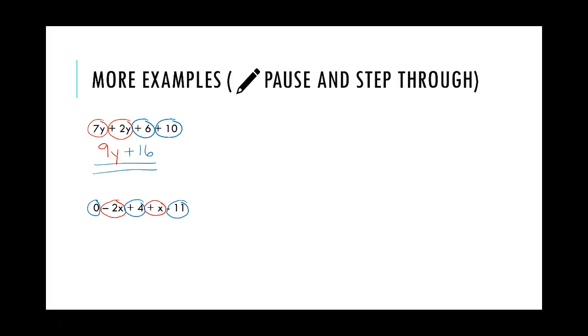when you combine the red and combine the blue. So for the red, we have negative 2x plus x. Well, this is a 1, so it's negative 2 plus 1, which is still a negative 1, x. And then the blue, you have 0 plus 4 minus 11. So 0 plus 4 is 4. 4 minus 11 would give me a negative 7.